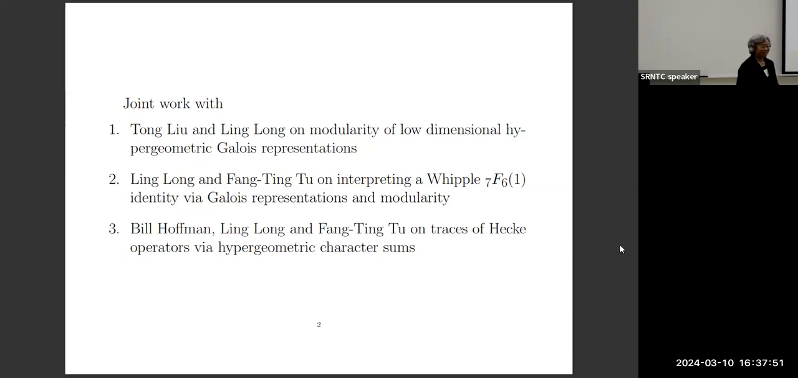And we have heard from many people's talks mentioning the various subjects that I'm going to talk about. So the first part of the talk will be a review, especially for the experts.